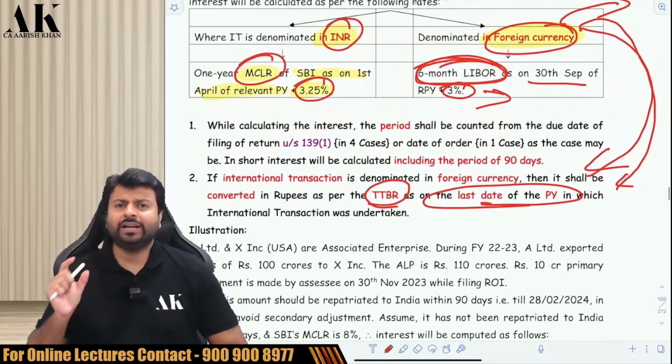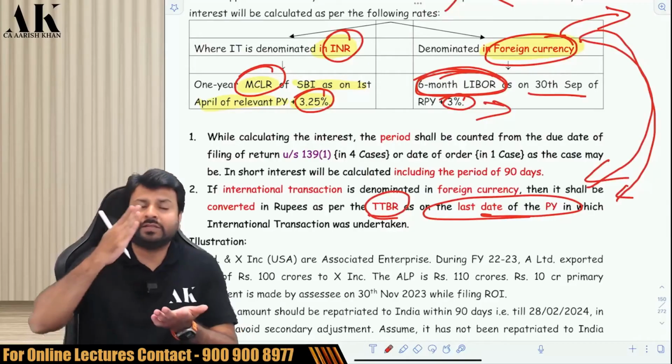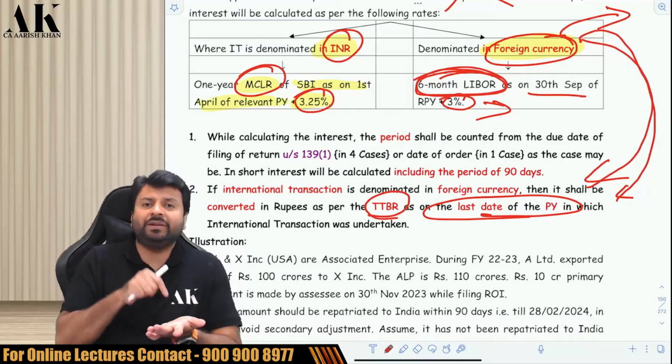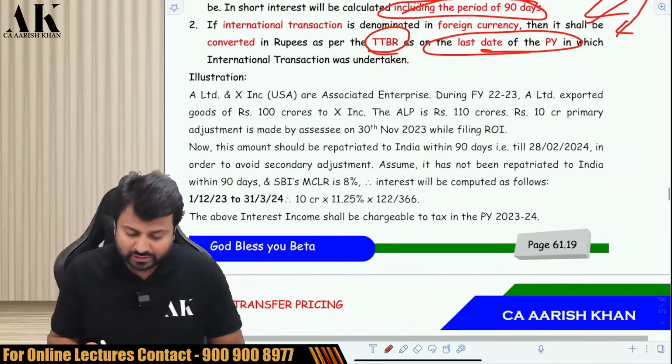Sir, while calculating the interest, you also have to consider the period. From when will the period be counted? The period will be counted from the due date of filing of return, and not from the date of order. It means the period will be including those 90 days. Including those 90 days, you have to charge the interest. Okay. So here you can see the example.